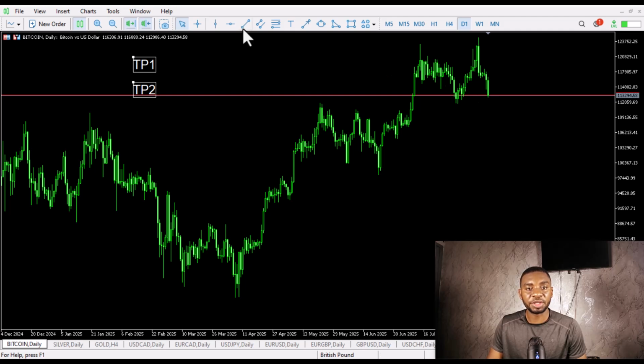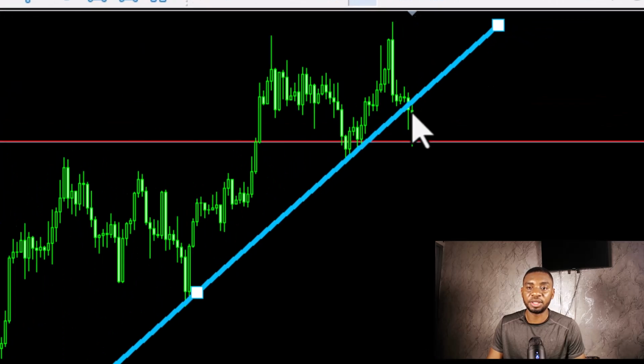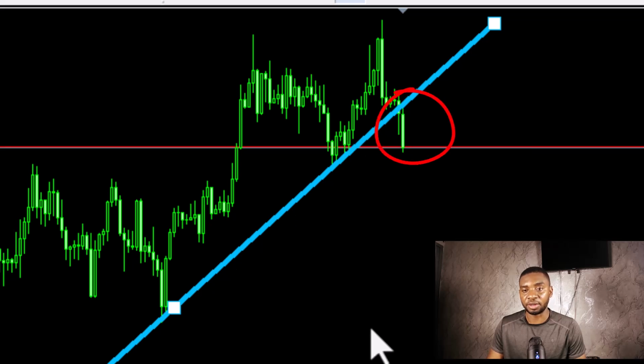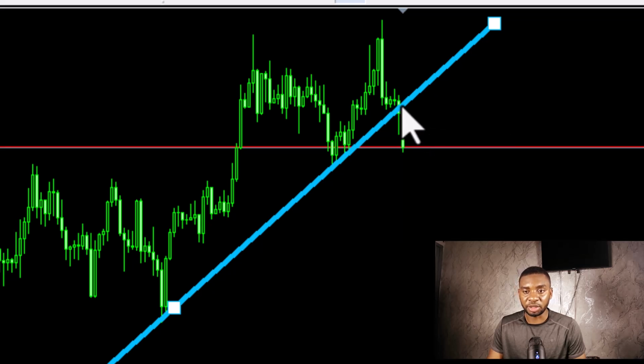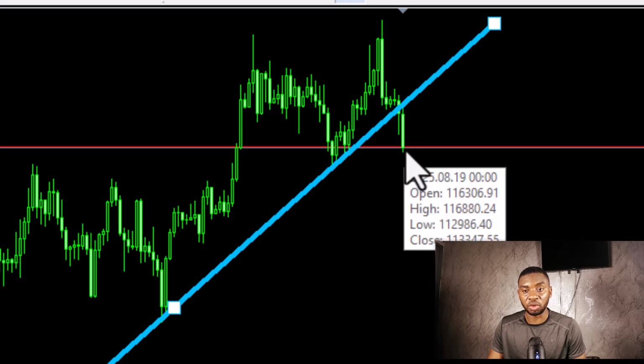If you look at this critically, drawing a trend line from this swing low here all the way to this swing high here, you can see we already have a breakout here. Yesterday's candle broke, but price closed at the trend line. But today price broke the trend line again, and hopefully it closes where it is now.